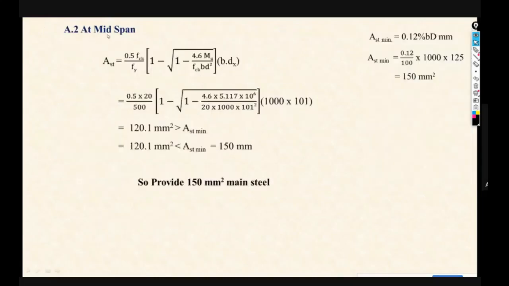Okay. Similarly, at mid span, 120. Now this 120 is less than 150, so we will go with this 150 mm. Means at mid span, as per this bending moment 5.117, we require 120 mm square reinforcement. But as per the IS code, we have to go with minimum reinforcement, and that minimum reinforcement is 150 mm square. So that reinforcement should be provided for slab at mid span. Okay, so we will go with this 150.